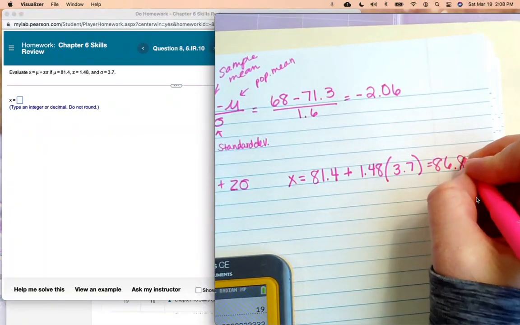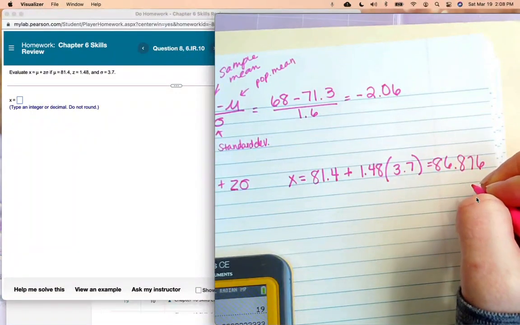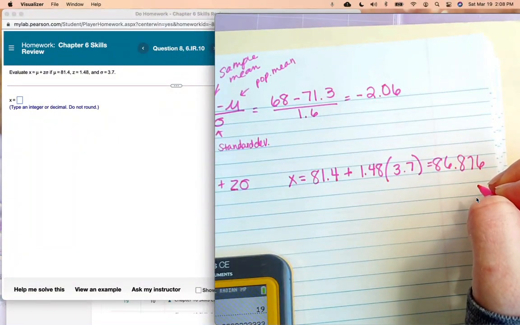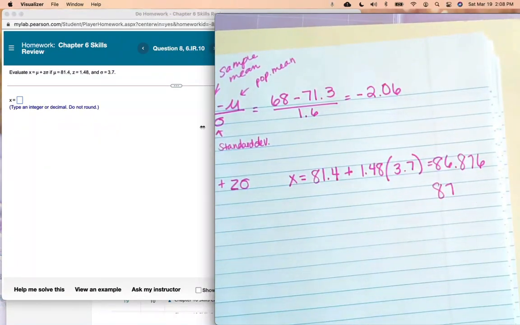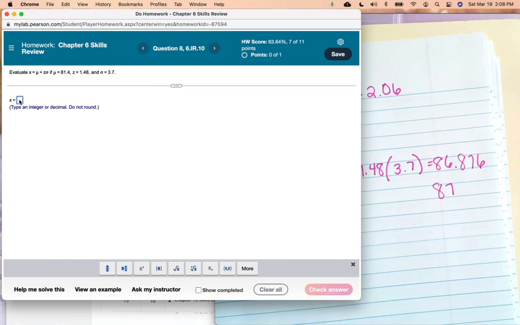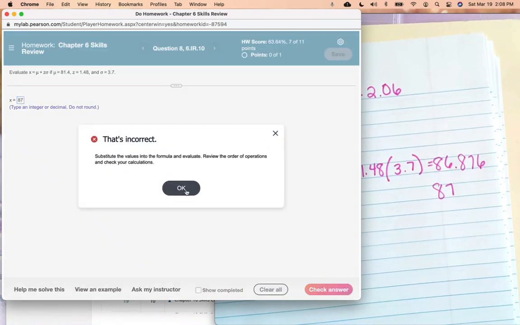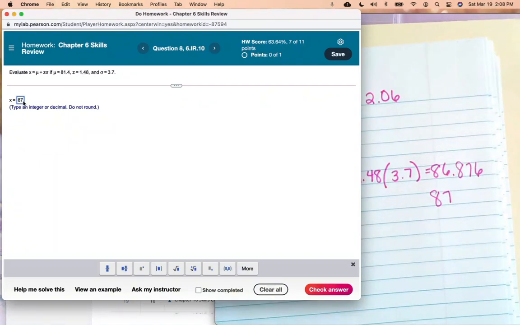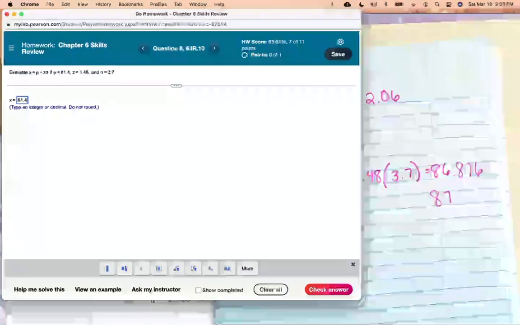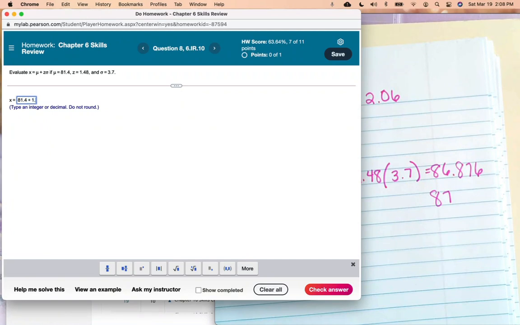So 86.876. We are going to write this as 87, I believe. Let's plug it in and see what we get. Nope, it's incorrect. Oh, substitute in. Let me see. 81.4 plus 1.48 times 3.7.